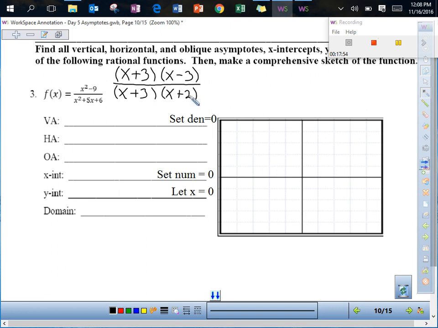Now this is huge. Remember earlier I showed you one of those graphs that have a hole in it? This is one of those graphs. Watch what happens. Notice that I can cancel these out.